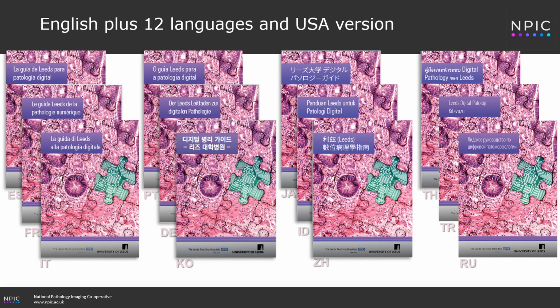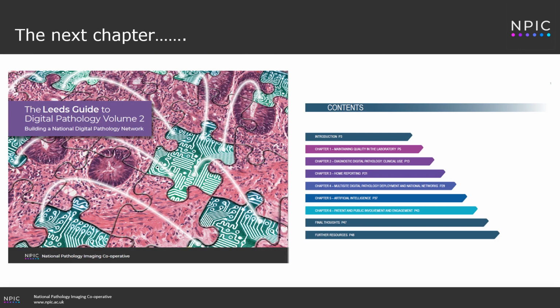In the meantime, whilst you're waiting for that next instalment, we do have our Leeds Guide to Digital Pathology still available. That was the original guide we wrote a few years ago now, that gives some starters and pointers on how to go digital. And more recently, we've published the next chapter, the Leeds Guide to Digital Pathology Volume 2, where you'll find lots more detailed information about topics like home reporting, multi-site use of digital pathology across a region or a national network, and some more information about artificial intelligence and patient and public involvement in digital pathology and AI-related projects.